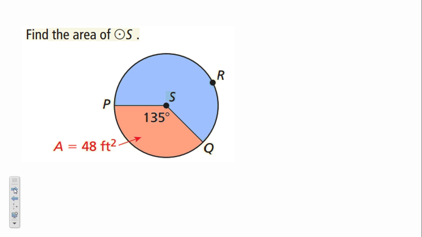How do we find the area of a circle? Pi r squared, right? So if we want to find the area of a sector, we were taking the 135 out of 360 times that whole circle, right? So 135 out of 360 times the area of our whole circle is equal to this 48 square feet.